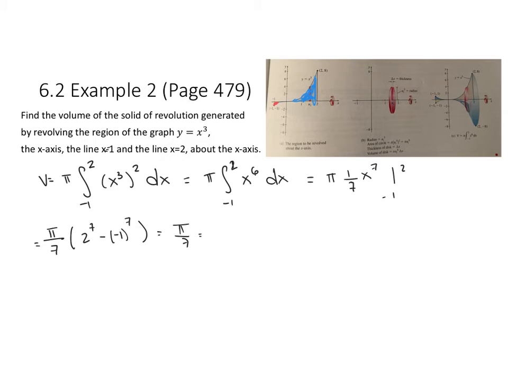So let's see, 2 to the 7th, I don't know, that's a pretty big number, is 128. And then that's a negative 1, because it's negative 1 to the 7th, so plus 1. So I get 129 over 7 pi. And that's the volume of that shape, where I have this piece and this piece all together.